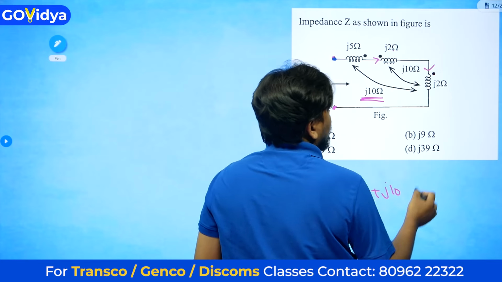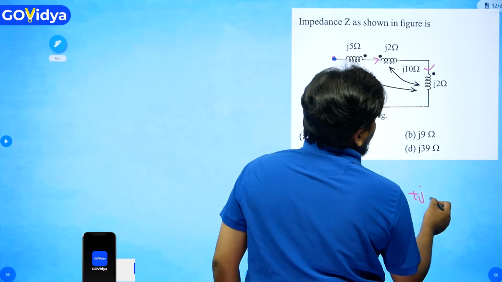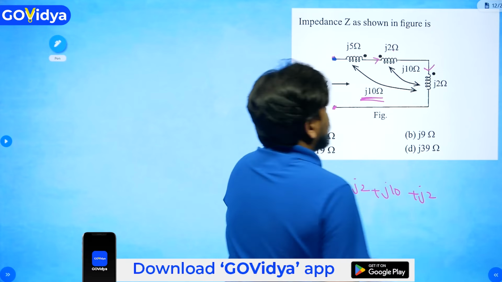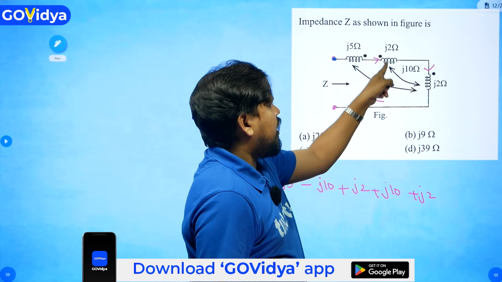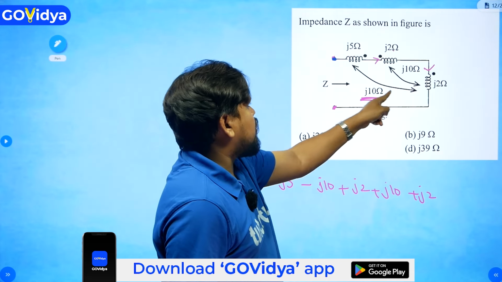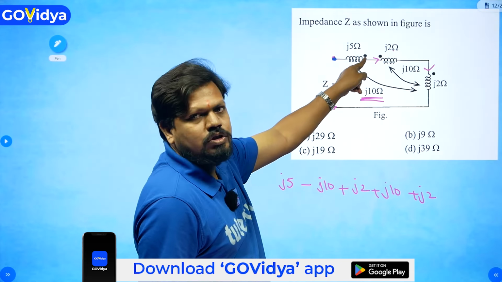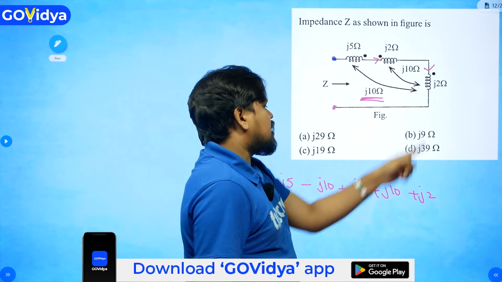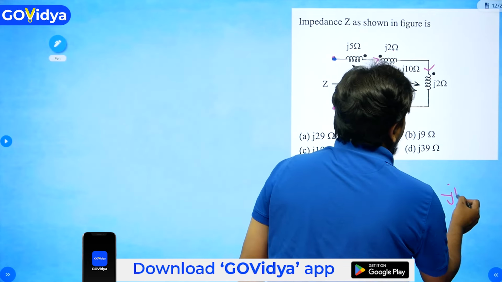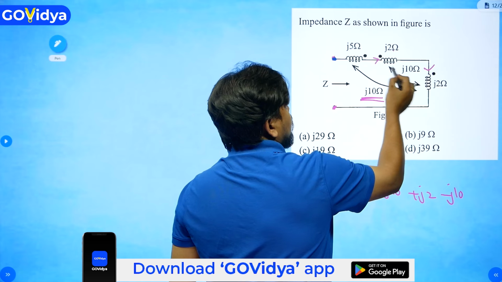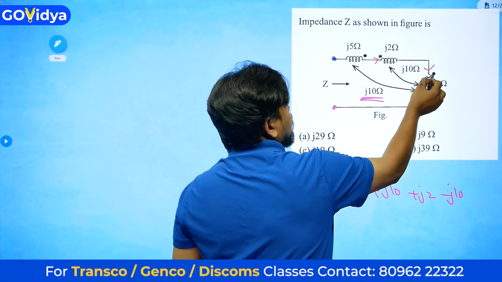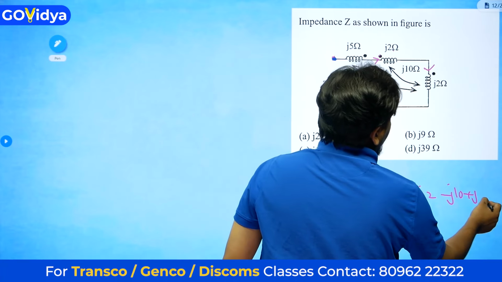Next, this element value is J2, self inductance. Next, any mutual is there with this? Yes, two mutuals are there, one and second one. What is the first one, aiding or opposing? Opposing. This is leaving and this is entering, so minus J10. Next, with this, aiding or opposing? This is entering, this is also entering, so plus J10.